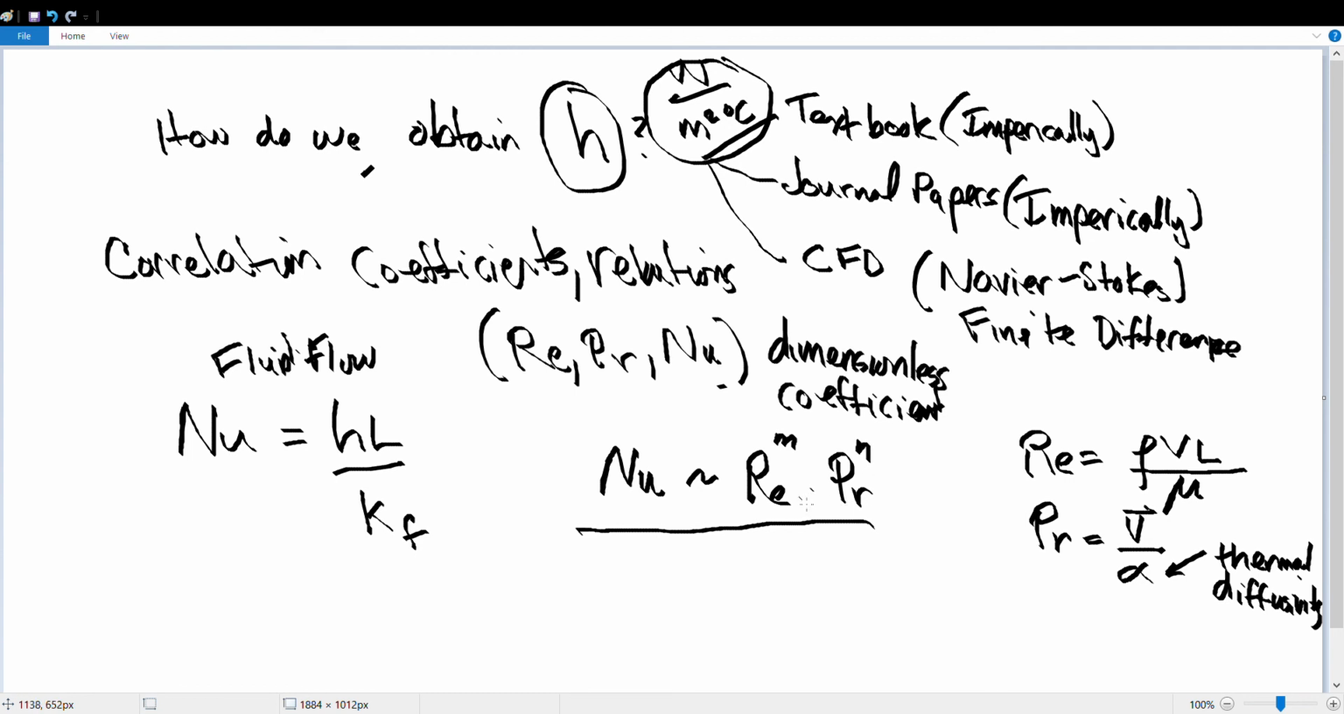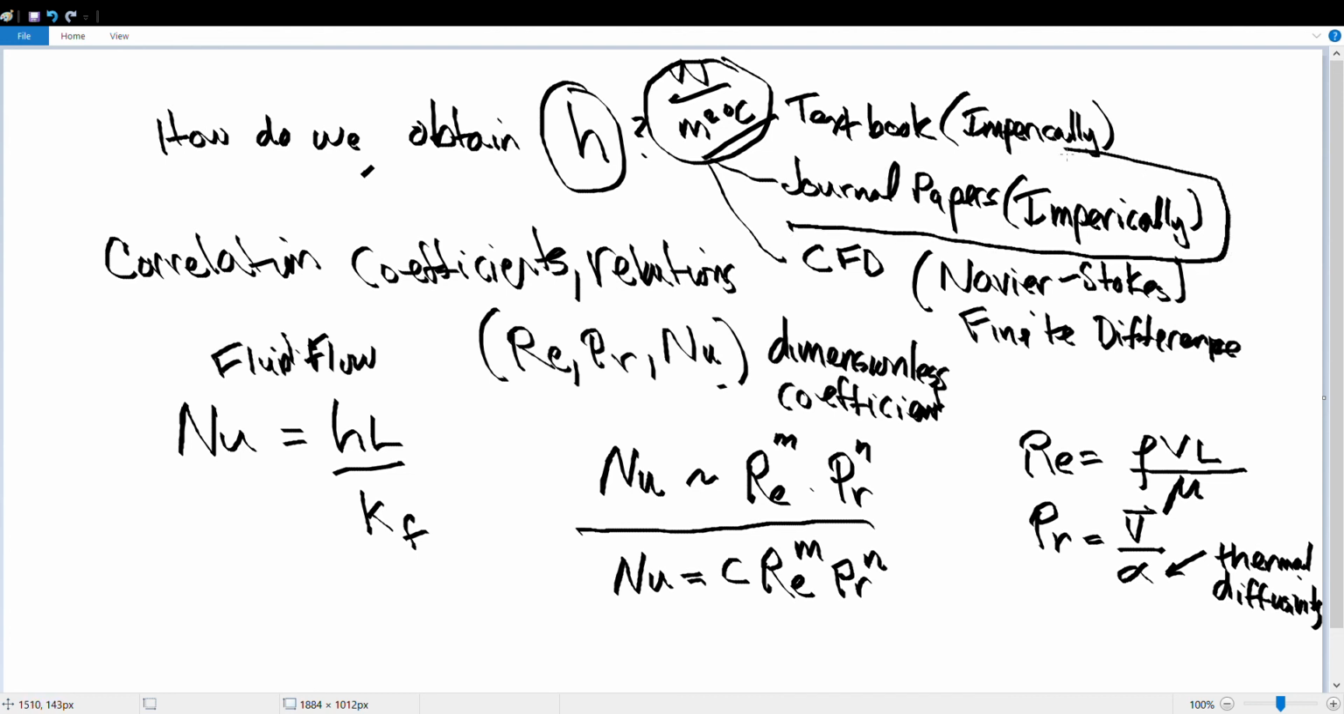So in reality, the Nusselt number is equal to a proportional constant times the Reynolds number to the M times the Prandtl number to the N, right? And these values you'll get through textbooks and relations. We go back to when we talked about journal papers and textbooks, right?